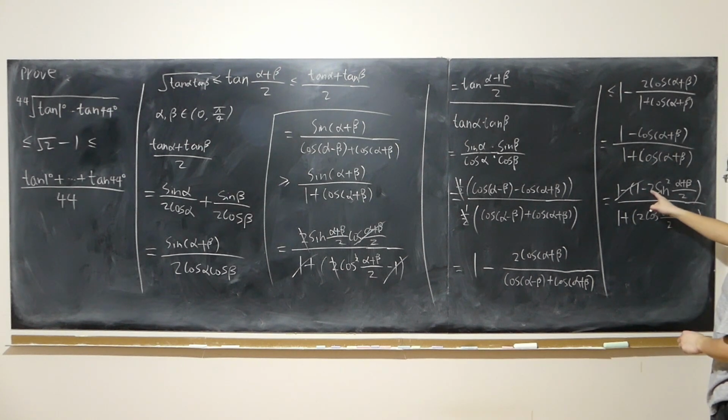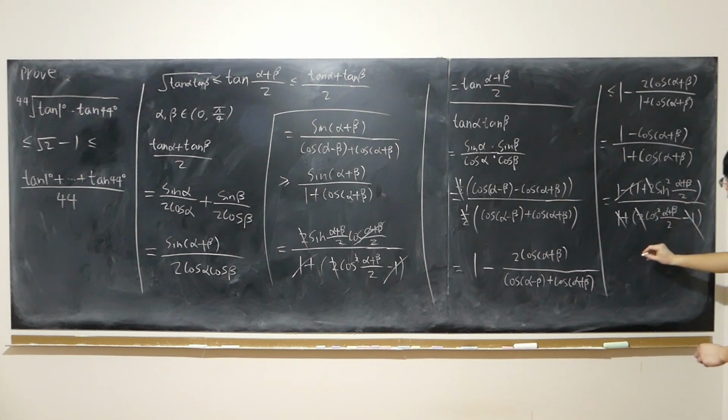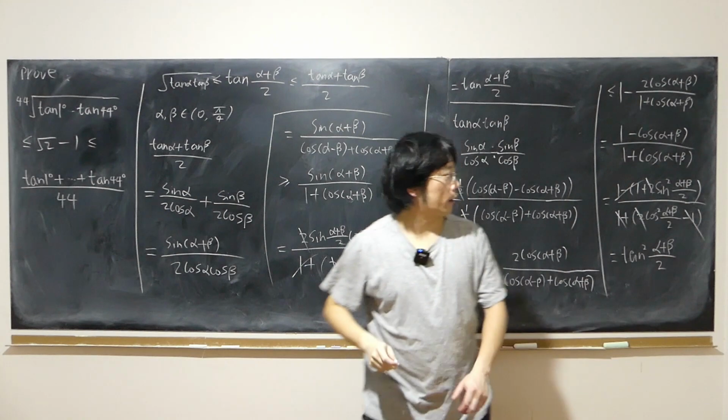And minus minus becomes plus, right? 1 and minus 1 cancels out. I have twice of that, so plus 2, right? 2 and 2 cancels out. Sine, cosine, tangent, square, half angle. So in the end, what do I have?